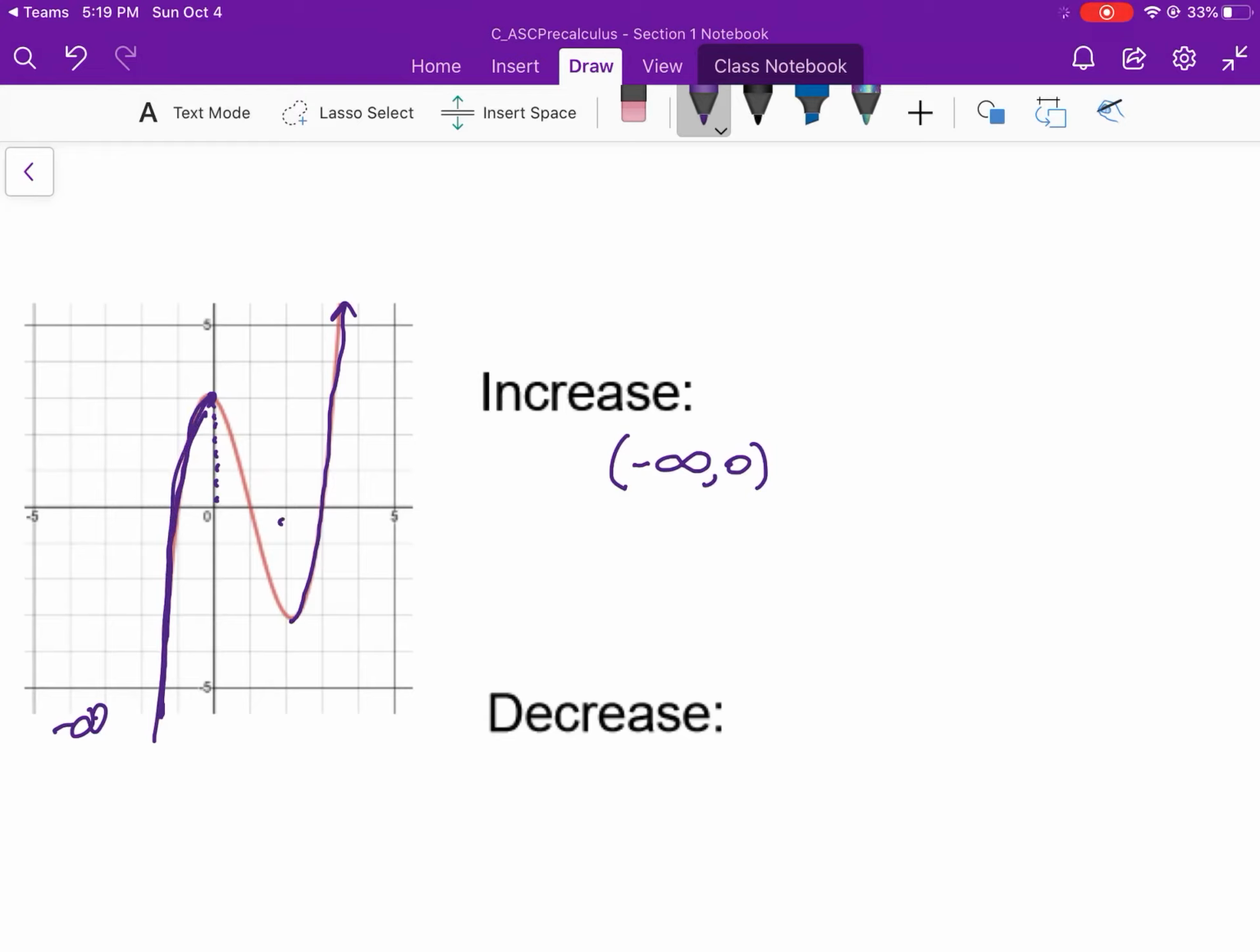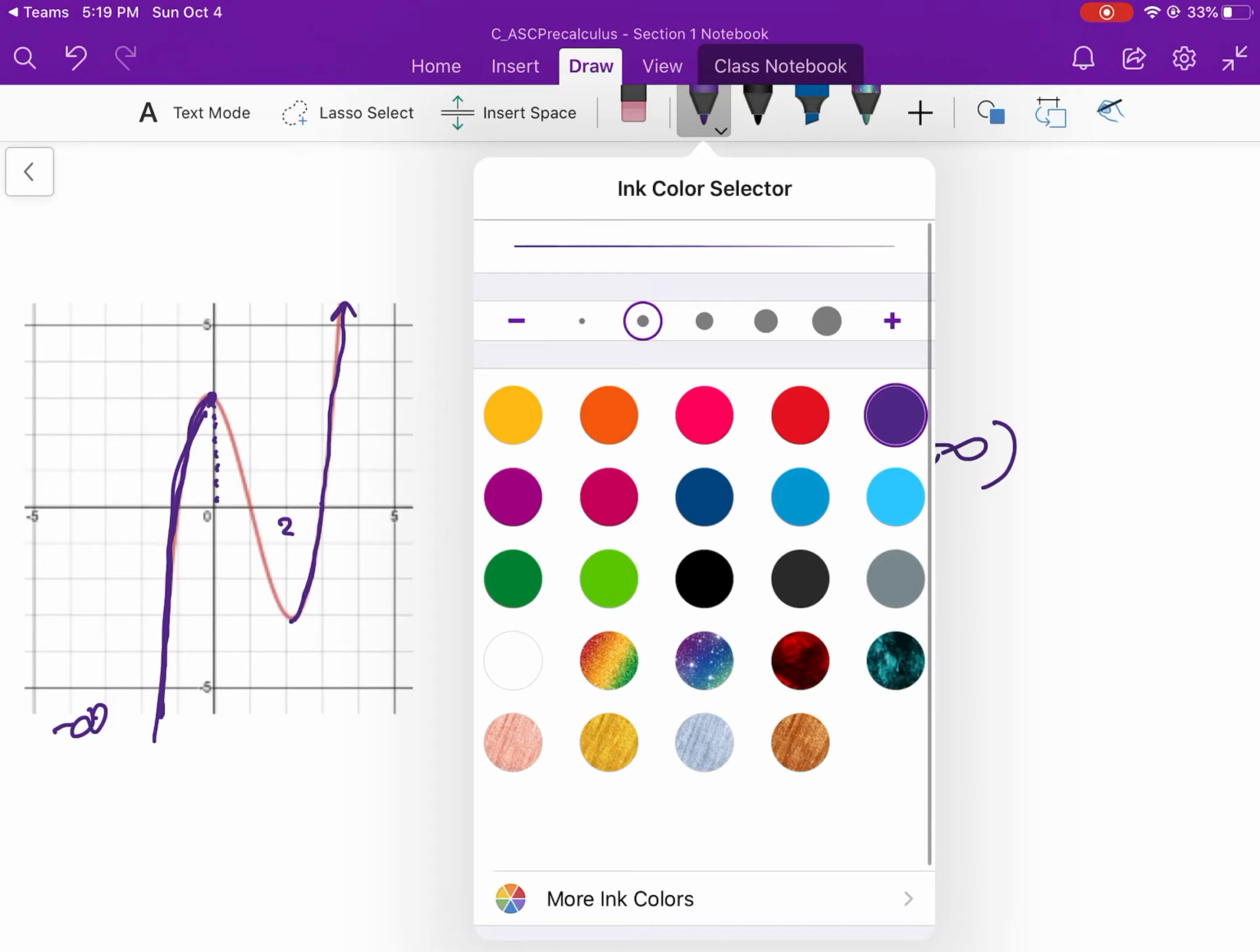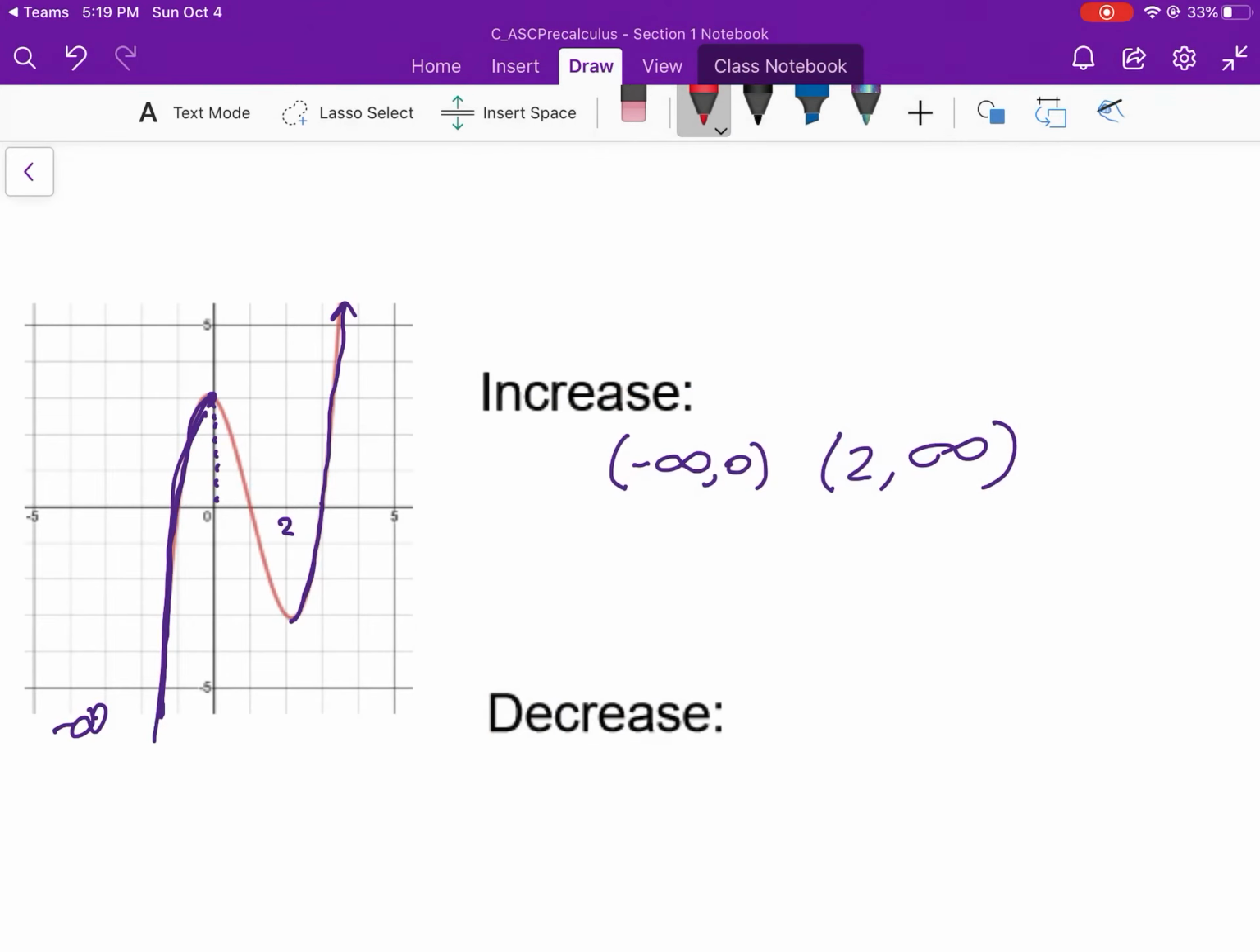Now it looks like at 2, it starts to increase again, right? And it's going to increase until, notice my x values are going to go on forever in the positive direction. So it's going to increase until there. Oh, this is terrible. I'm probably not making any sense.